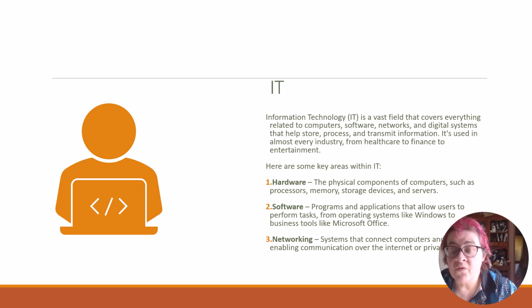Okay, software could be things like Windows, Microsoft Office, it could be all sorts of different information. Networking, that's systems that connect computers and enable communication over the internet or private networks. All right.